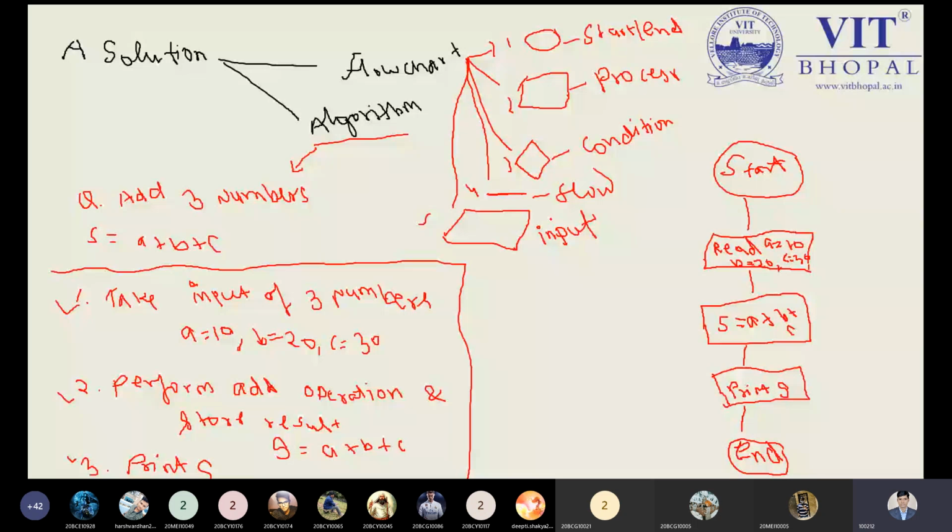Excuse me, sir. Yes, who is it? Sir, when is the diamond shape used then? When we need a condition. Suppose you want to put a condition like if A is greater than 10, then you can add, else you can't add. At that time this condition diamond box will be applicable.